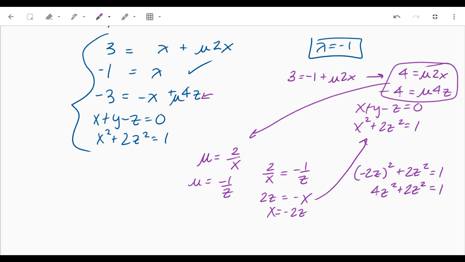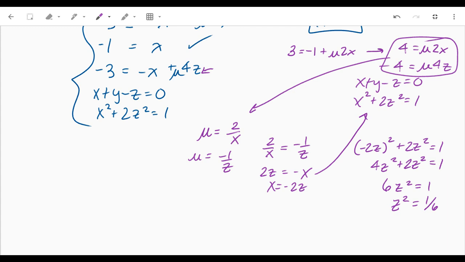So 6z squared equals 1. Z squared would be 1/6. Z could be positive or negative square root of 1/6. Okay? So if z is positive, then x is negative 2z. Oops, and I forgot to square root it. Square root. Okay. And so I'm just going to square root the top. Right? We can simplify that to 1 over the square root of 6.